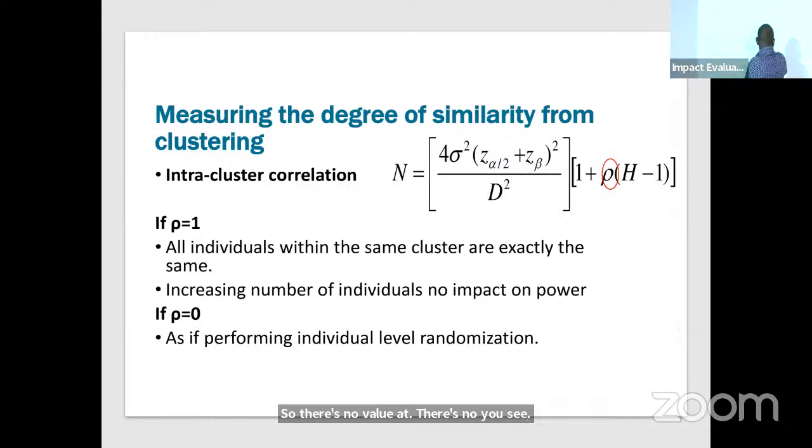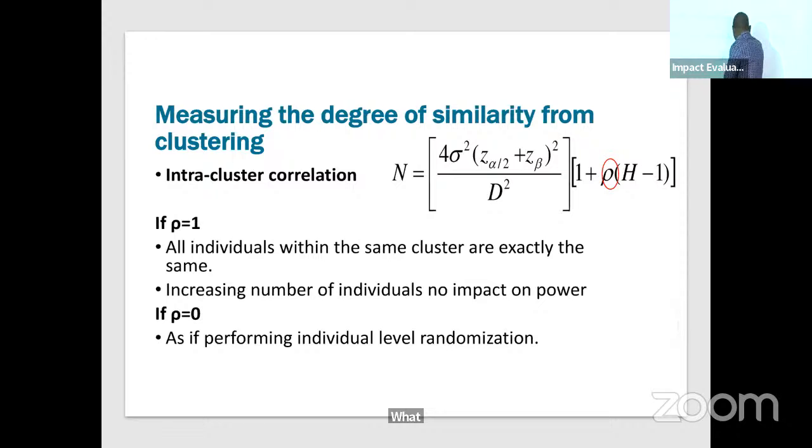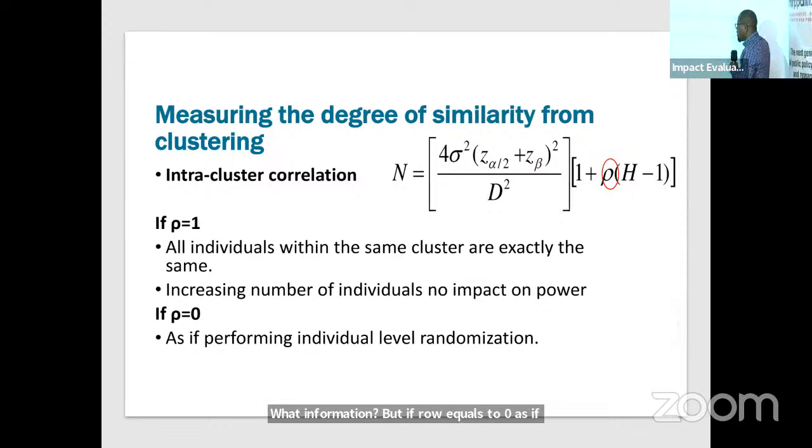Increasing the number of individuals has no impact on power. It does not increase your ability to reject the null, because you're not going to get any different information. But if rho equals 0, as if performing individual level randomization. So this one is what I said. If rho equals 0, essentially you're performing individual randomization. You cannot do cluster randomization.